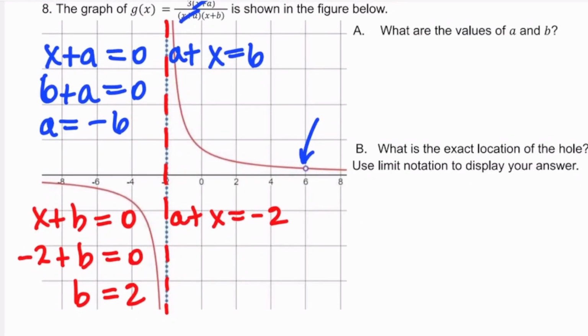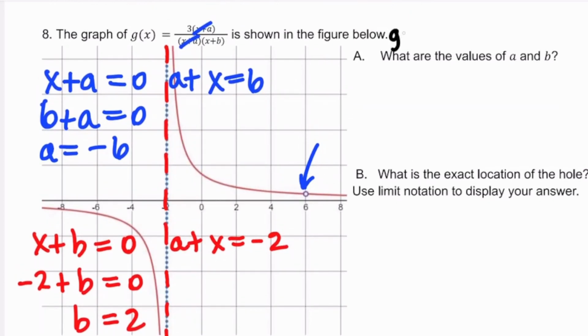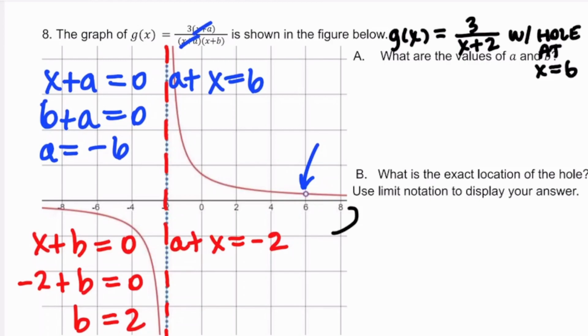What's the exact location of the hole? Use limit notation to display my answer. Okay, we're just going to do the same thing as before. If we cancel this thing off, g of x is equal to 3, that's all that was left within the numerator, over x plus b was 2, so x plus 2. And we're just going to say with a hole at x equals positive 6.